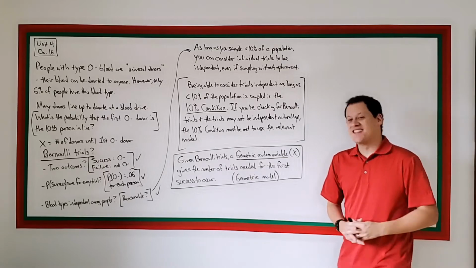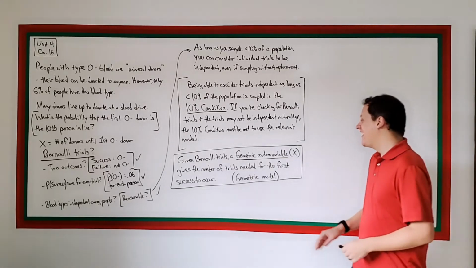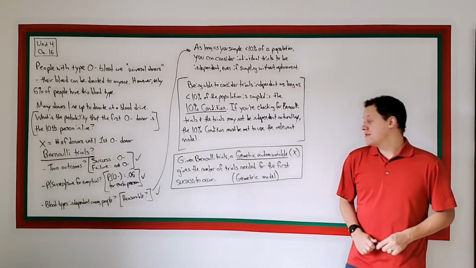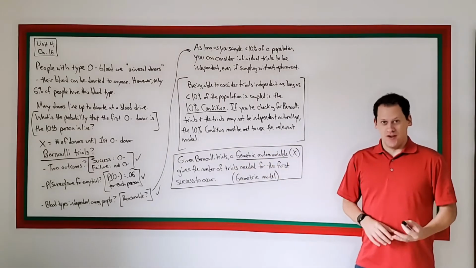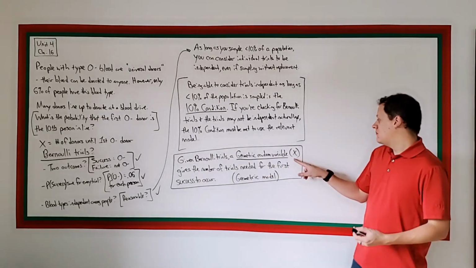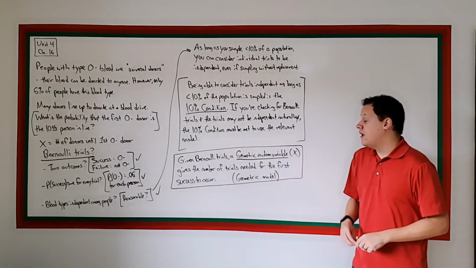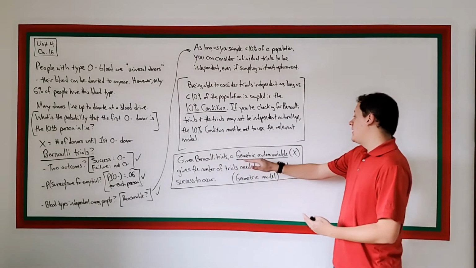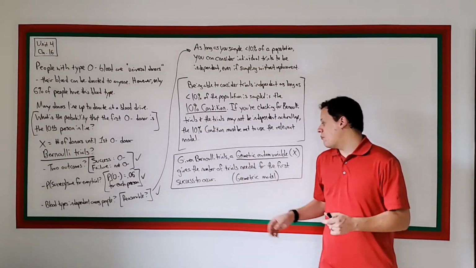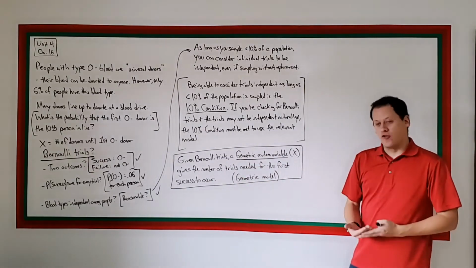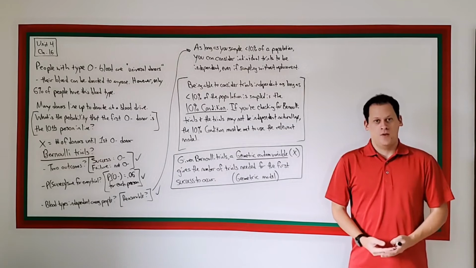All right, this is very exciting. We're learning a new model here. So given Bernoulli trials, a geometric random variable, x, so that variable there is a geometric random variable. And in general, geometric random variables give the number of trials needed for the first success to occur.